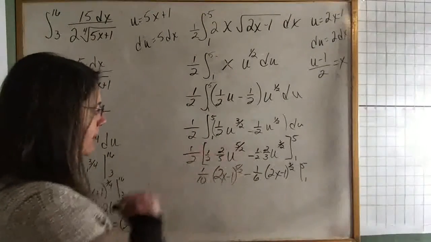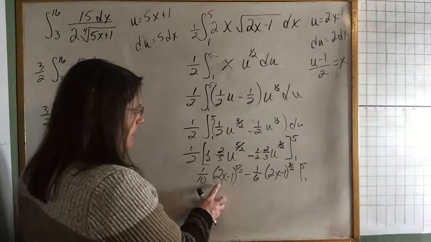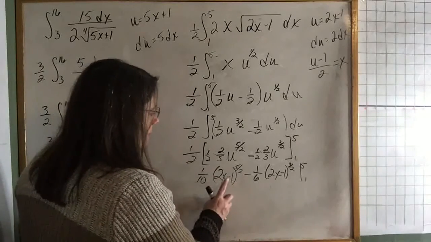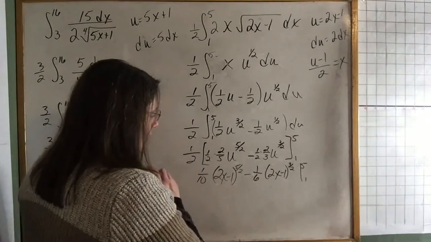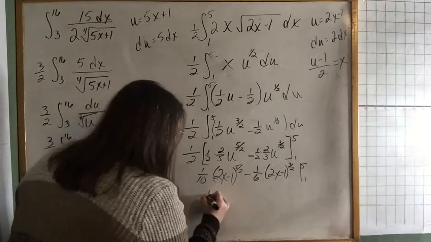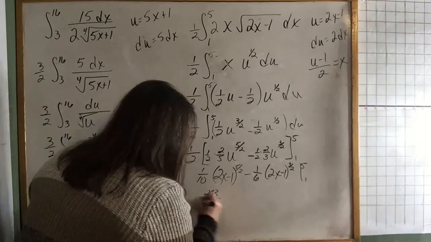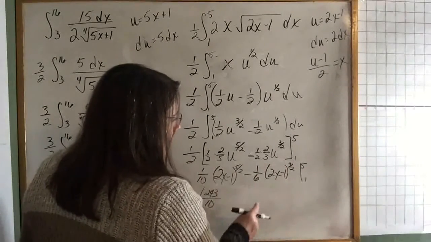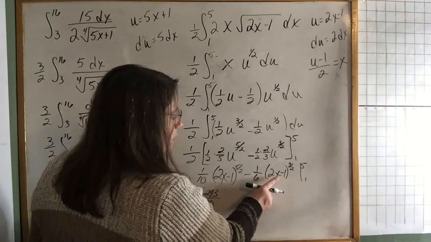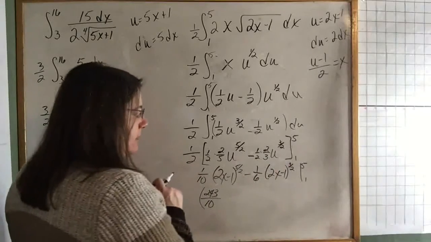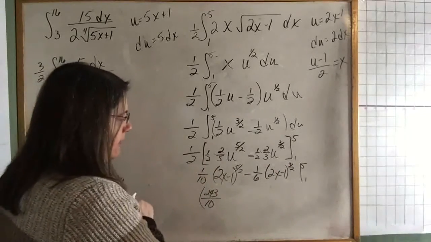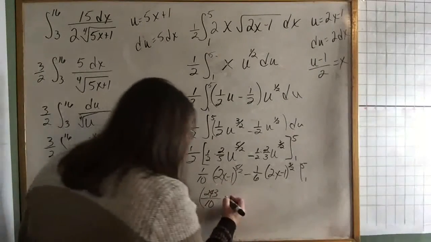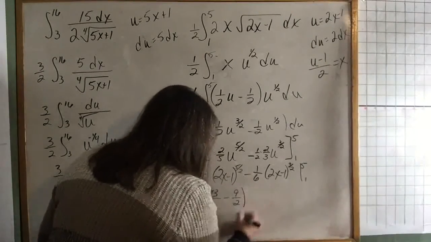So when I plug 5 in, 2 times 5 is 10. 10 minus 1 is 9. So we've got 9 to the 5 halves. Well, the square root of 9 is 3. 3 to the 5th is 243. So we've got 243 over 10. If I plug 5 in here, I've got 9 to the 3/2. The square root of 9 is 3. 3 cubed is 27. That's 27 times 1/6, which would be 27 over 6 or 9/2. So that would be minus 9/2.